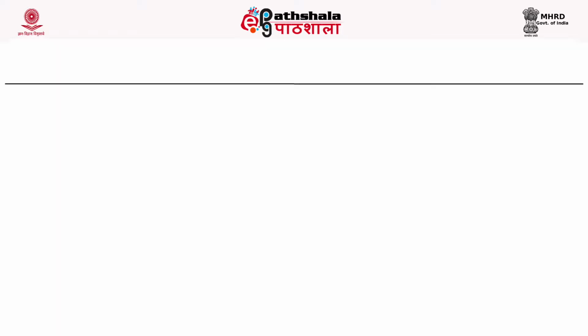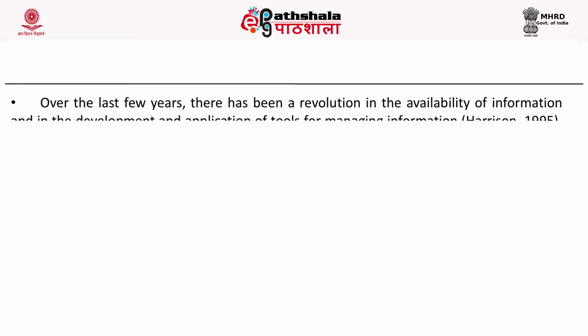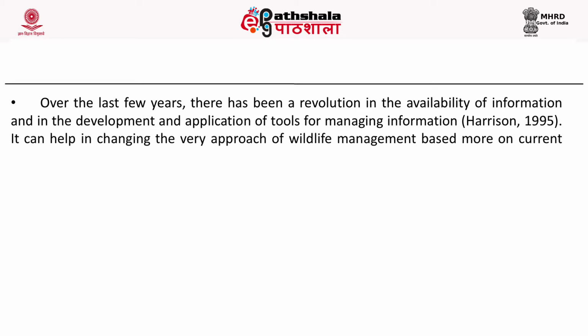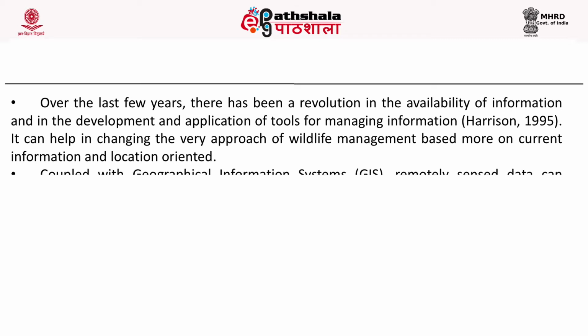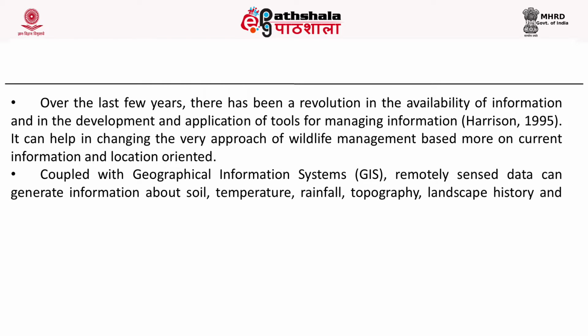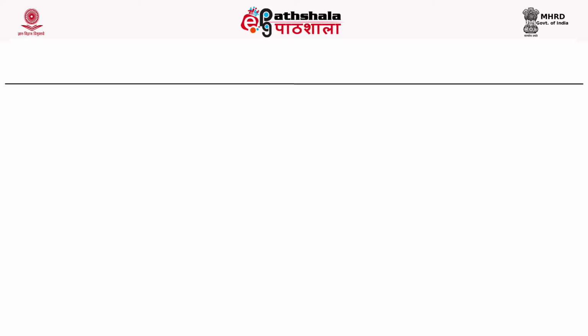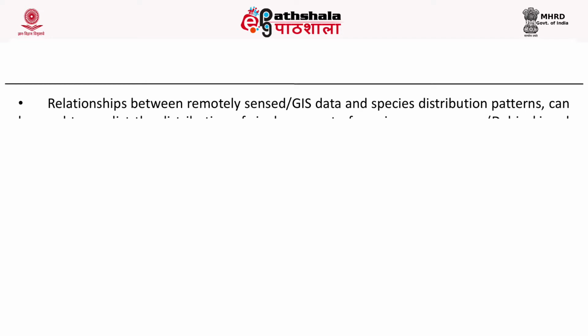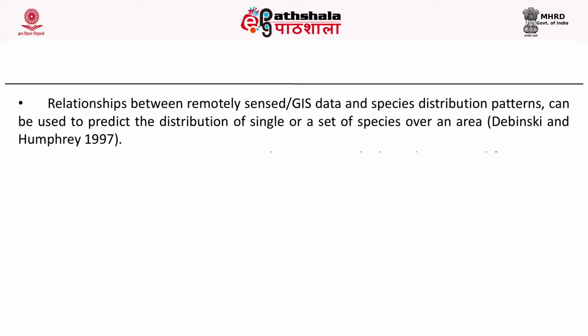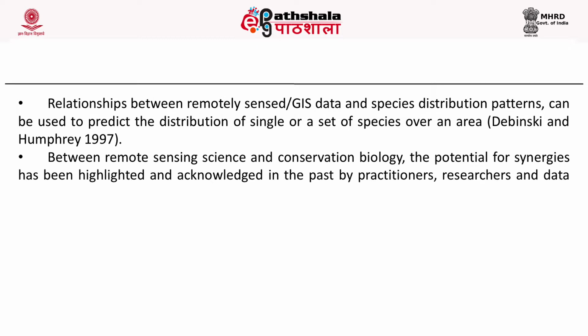So, as you all know, over the last few years, there has been a revolution in the availability of information and in the development and application of tools for managing information. So, it can help in changing the very approach of wildlife management based on current information and is more of location oriented. Coupled with GIS, the remotely sensed data can generate information about soil, temperature, rainfall, topography, landscape history and other climatic conditions besides habitat and soil coverage, the factors on which the species distribution mainly depends. Further, relationships between remotely sensed or GIS data and species distribution patterns can be used to predict the distribution of single or a set of species over an area.